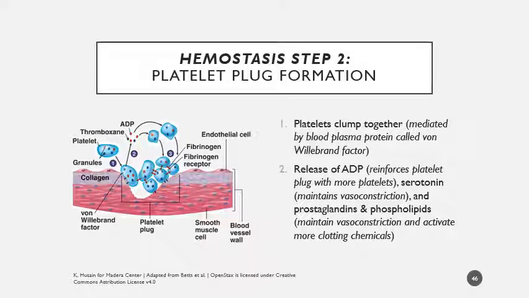So then we have the platelet plug forming. There's a special plasma protein that we haven't mentioned yet called von Willebrand factor that helps with this platelet clumping. So there's a whole cascade of reactions that happen. The platelets clump together. They also release ATP, which helps reinforce the platelet plug with more platelets. They also release serotonin, which maintains that vasoconstriction, that vascular spasm, and then prostaglandins and phospholipids, which are also responsible for vasoconstriction and activate more clotting chemicals.